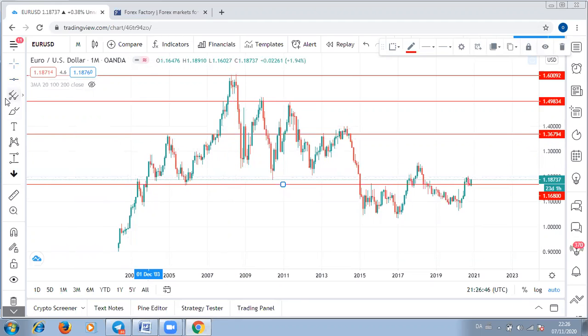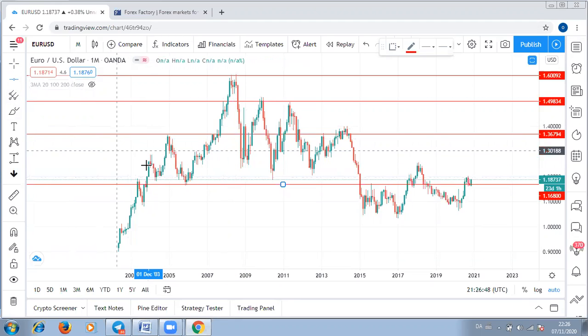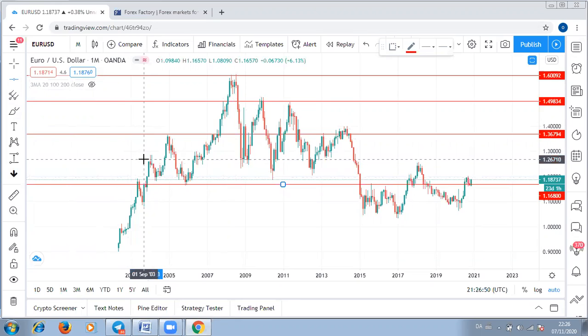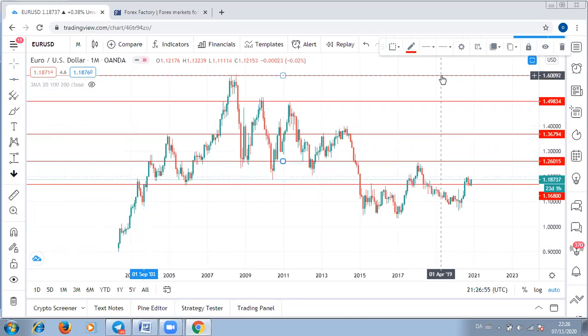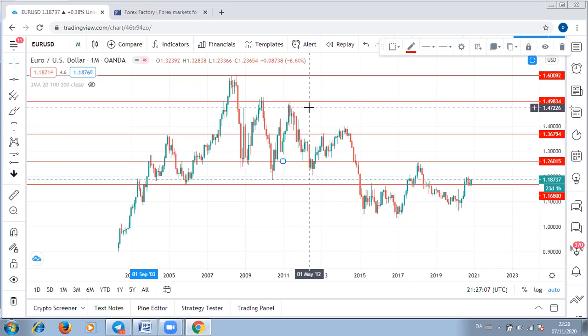So you have to take only the key levels. If not, when you start taking everything in the market, it will cause analysis paralysis. You will not be able to make decisions anymore because there are so many lines on your chart. You cannot move. You cannot buy and you cannot sell because you're seeing obstacles everywhere.